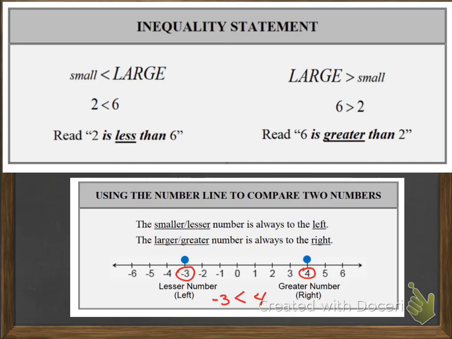Another way that I think is very convenient and useful to think about it is in terms of money. So in other words, if one person has -$3, in other words, they are in debt $3, and another person actually has $4 in their pocket, who has more money? Who owns the greater amount of money? Clearly, the person who has $4 in their pocket has more money than a person who owes $3. So that's another way to understand and think about inequalities.